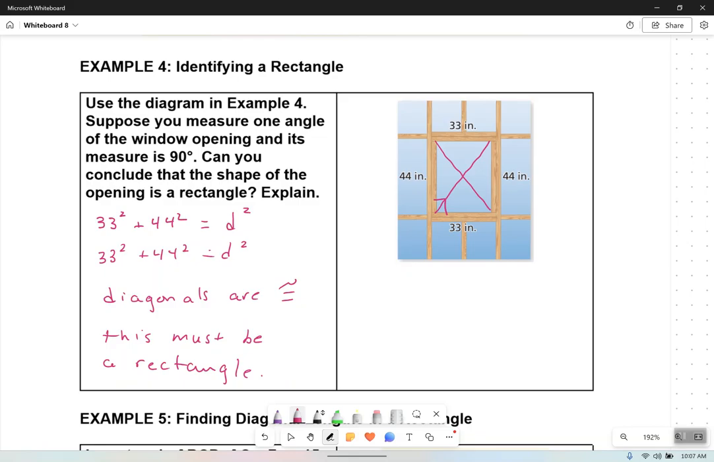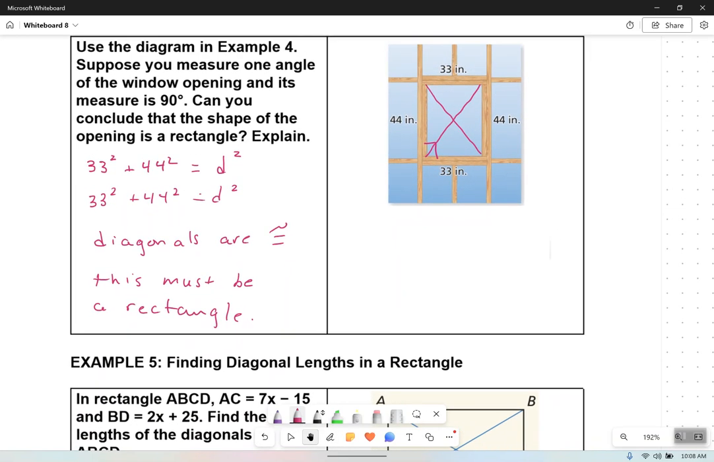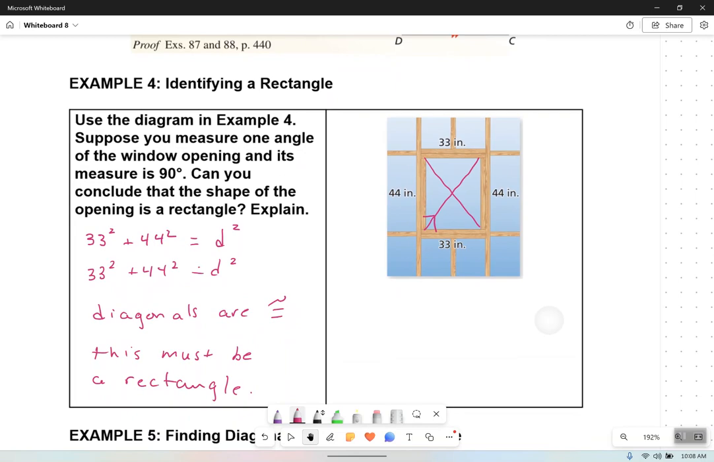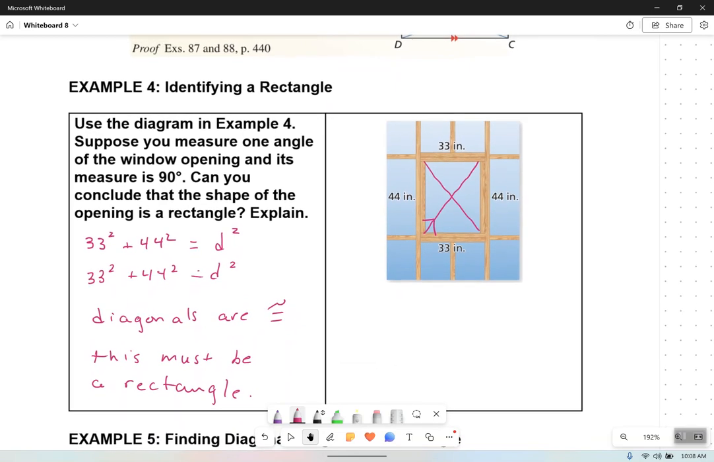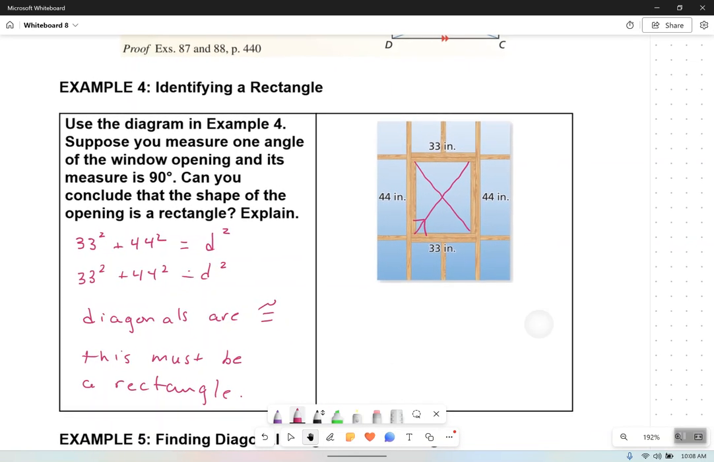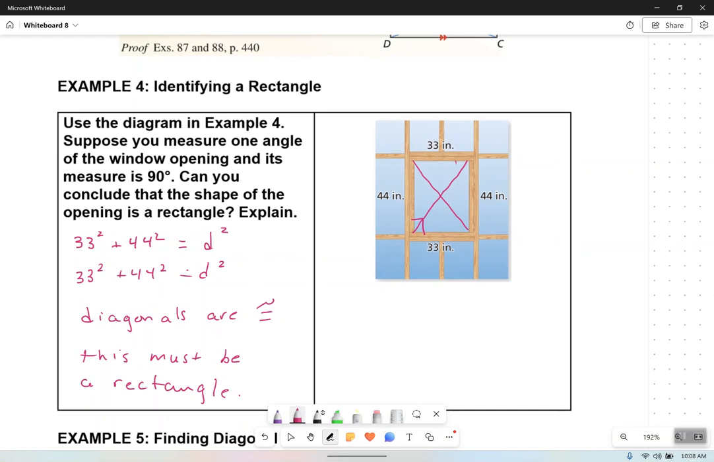If I have diagonals that are equal, and I said one angle is 90 degrees, so I know right there that the diagonals have to be the same because I've got a right angle there. And aren't the opposite sides equal? So it has to be a parallelogram, doesn't it? So wouldn't there be a right angle opposite of that up here?